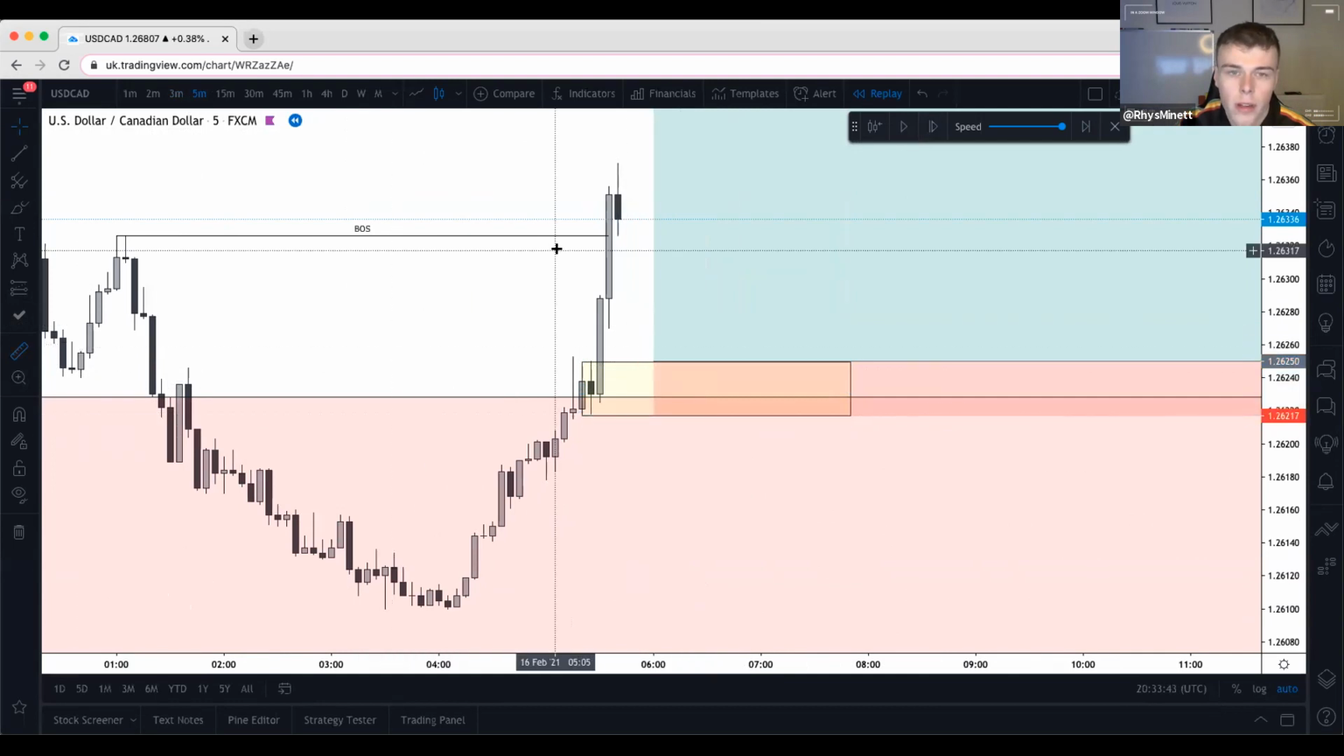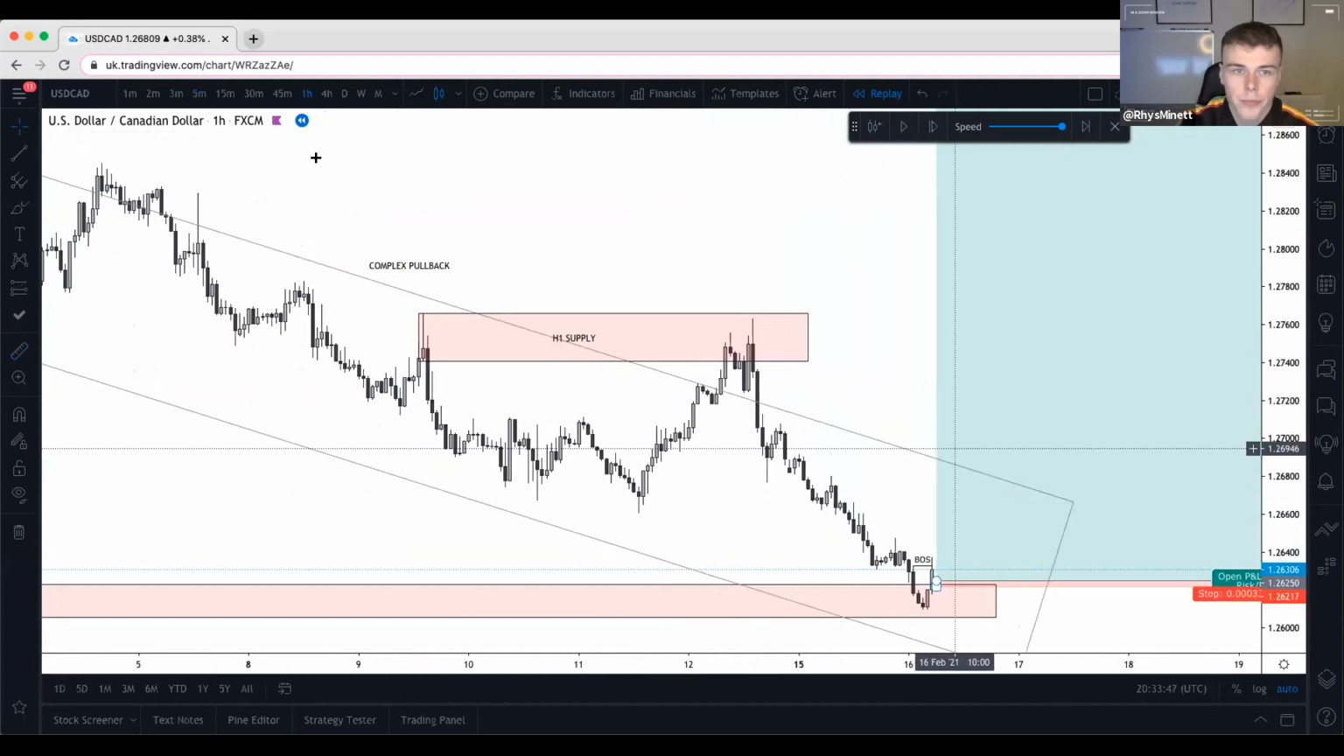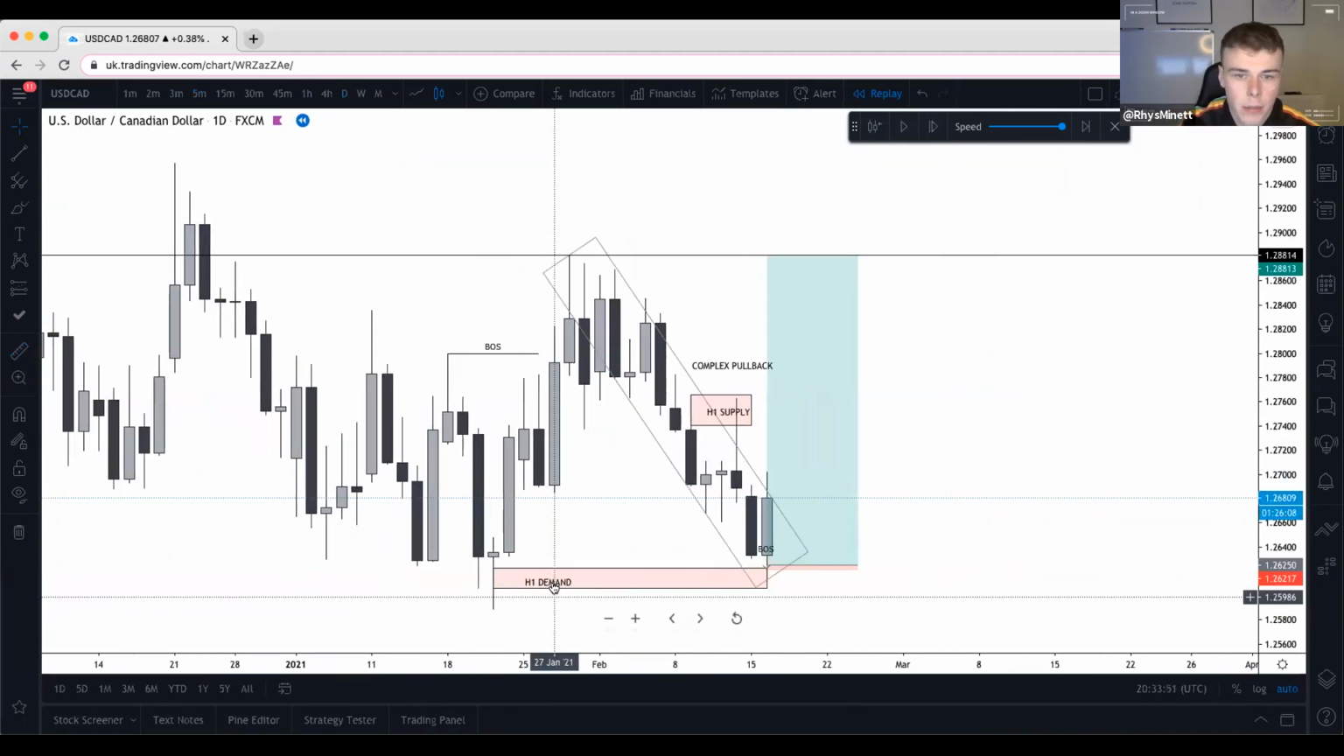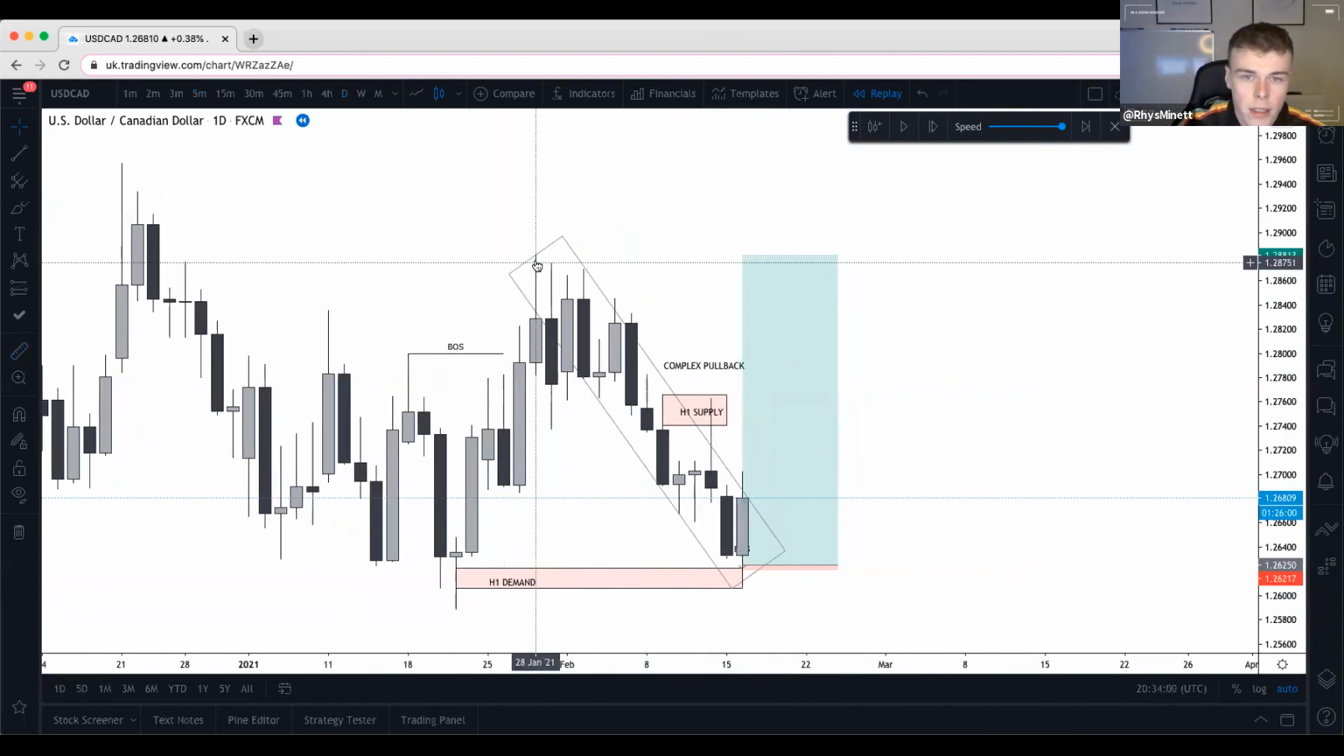It's a 3 pip stop loss. But let's have a little look at something. We're on the daily time frame, remember. We've identified this on the daily time frame. Price has broken structure here. We can take profits at the top of this swing.